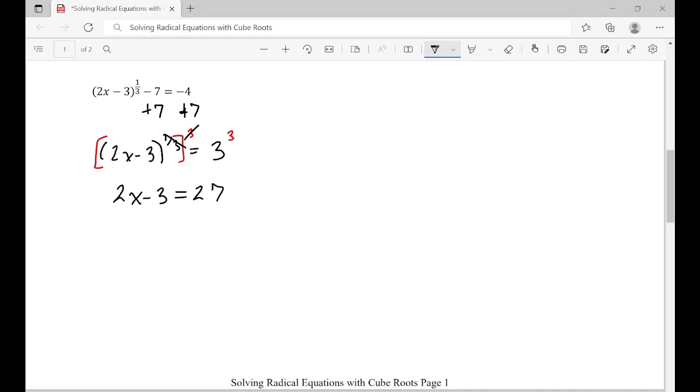And from here, very easy to solve. Add the 3 over. So I get 2x equals 30. Divide by 2. x is going to equal 15. And again, because it's an odd index from the beginning, it's a 3, 15 is my solution.